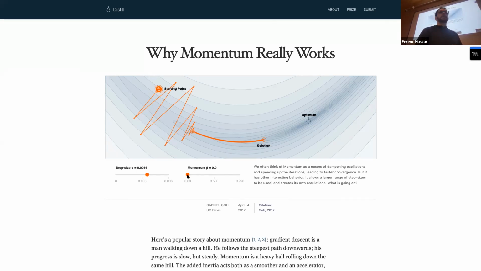And this beta parameter controls how much of the past gradients I incorporate in that moving average. So if beta is 0, I'm going to forget all the past gradients. If beta is 1, or close to 1, I'm going to keep an infinite memory of all the gradients. And so each next gradient is going to have a smaller and smaller effect on which direction I'm actually going.